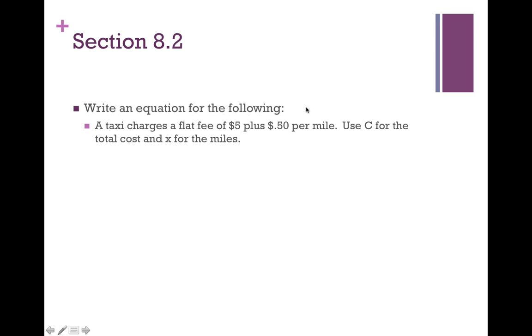Per is always multiplication, plus is addition. And I know that instead of miles, I'm going to write X because I was given that in my directions. So that leaves me with 50 cents per mile plus $5 is equal to the total cost.